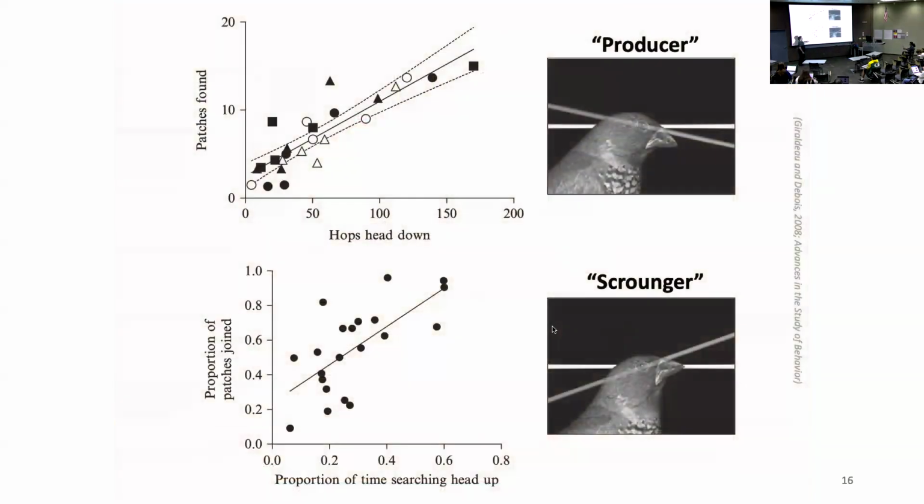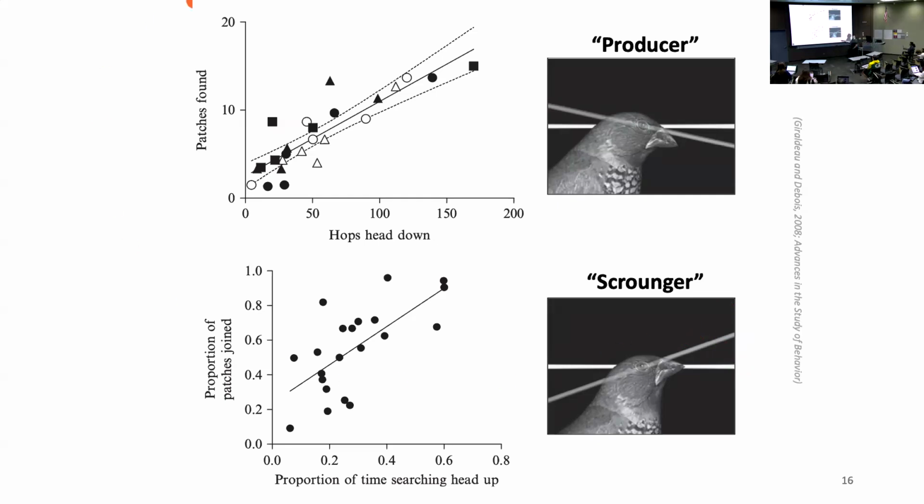So if you look at these videos, you can then use sophisticated video techniques to track the angle of the head of these birds, and you can see how often their heads are up or down. And so there are certain birds that I'm going to call producers, where the angle of their head tends to be sloping down. And there are other birds I'm going to call scroungers, where the angle of their head tends to be sloping up.